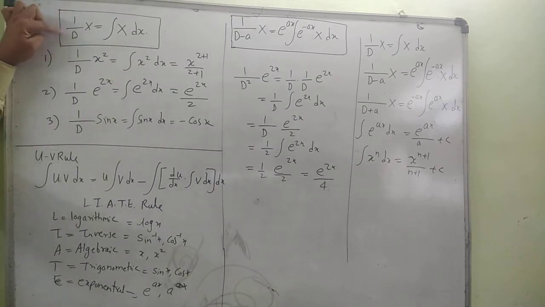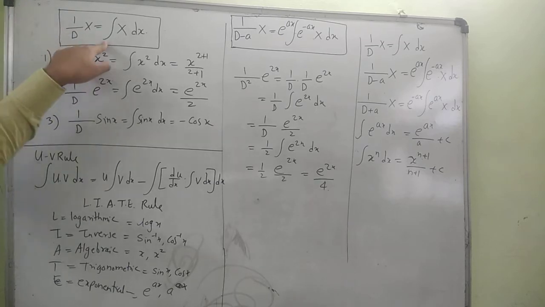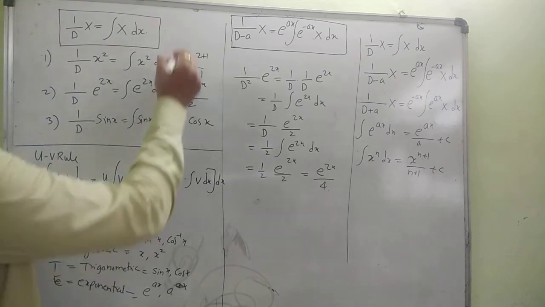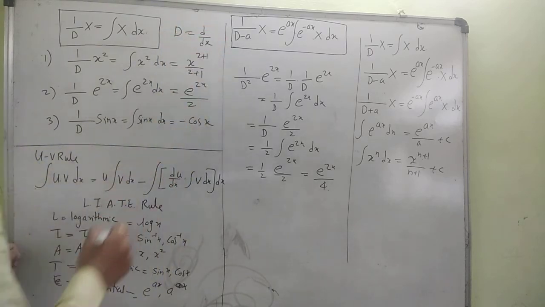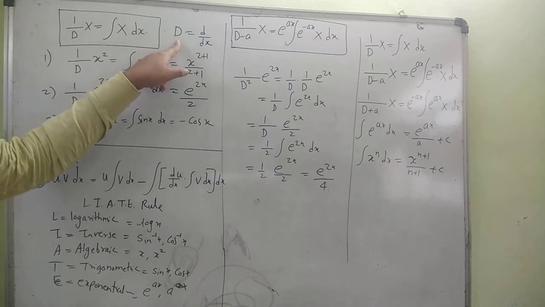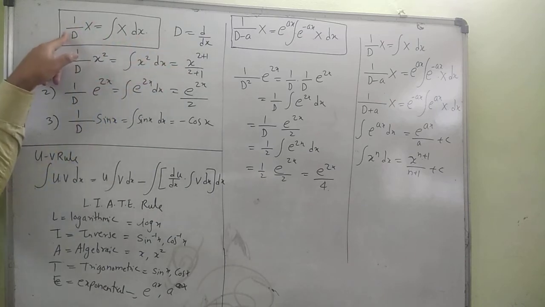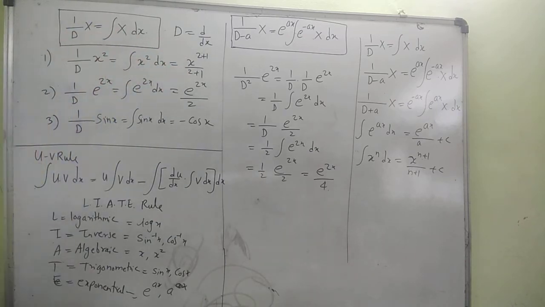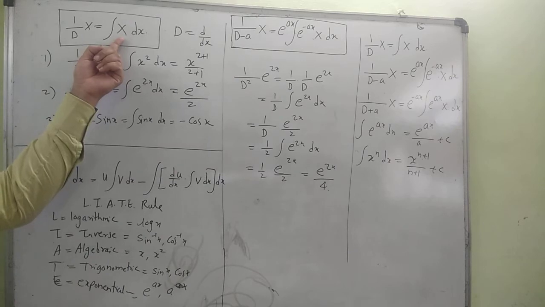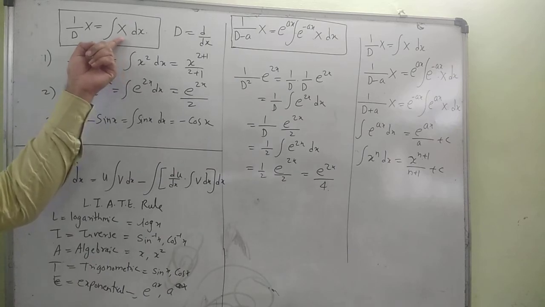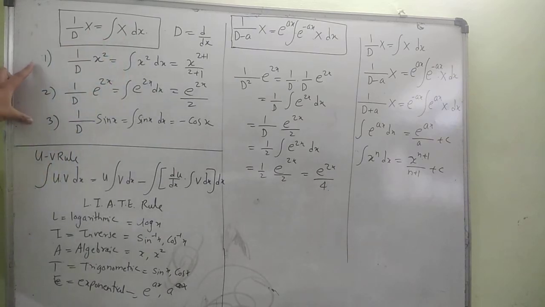It is 1 upon D. 1 upon D, its definition is integration of dx, as we are defining D as the derivative of the function, that is d by dx. So 1 upon D is defined as the integration sign. Whatever the function is here, we have to take its integration.